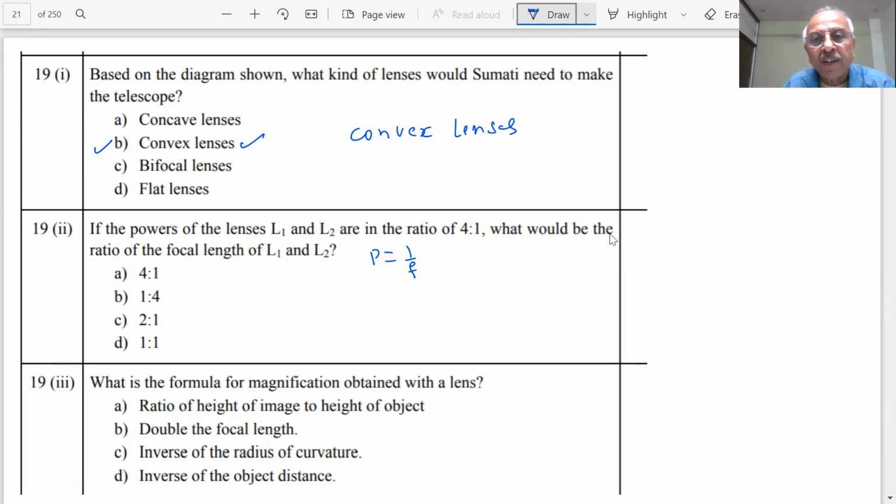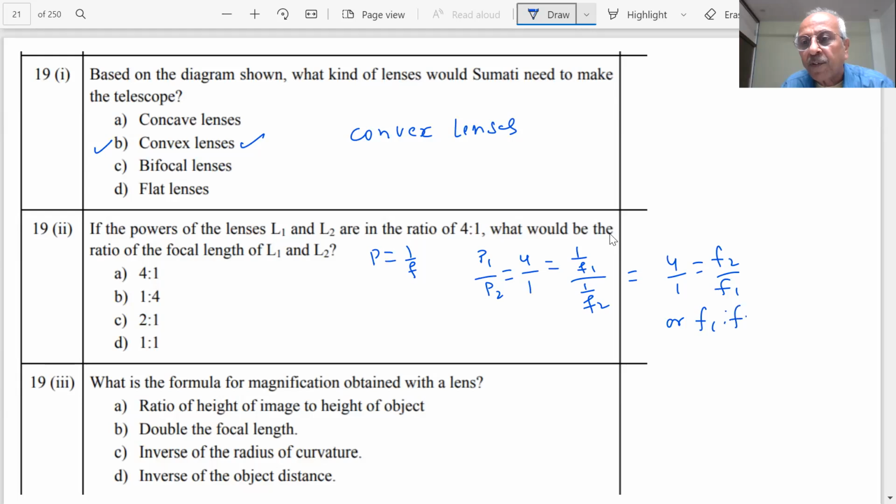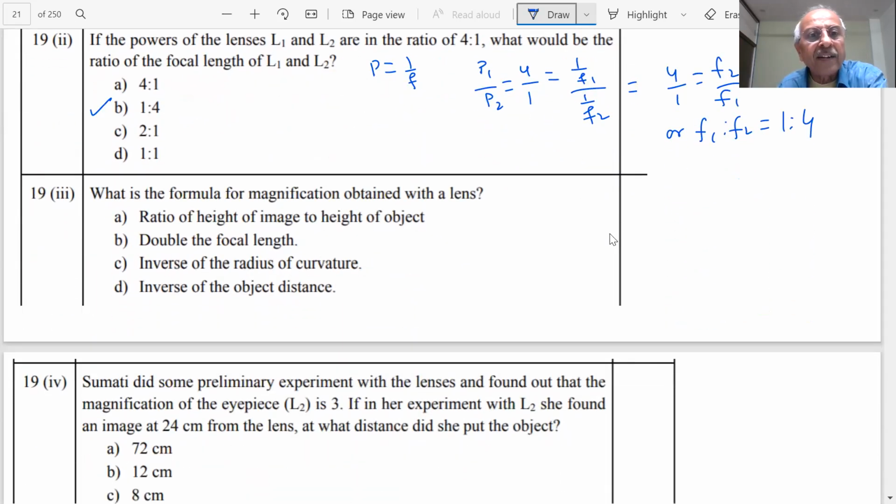F is the focal length. So if you have two lenses, P1 and P2 are their powers, in the ratio of 4:1. P1 is 1 by F1, and P2 is 1 by F2. That means we can say 4 by 1 is equal to F2 by F1, or F1 to F2 will be in the ratio of 1:4. What is the answer? The correct answer is B, students, the 1:4 ratio.